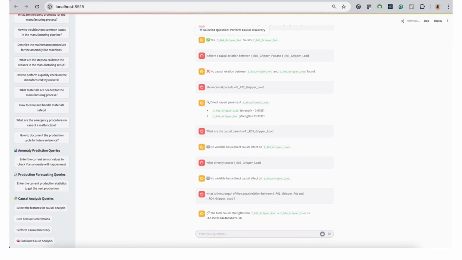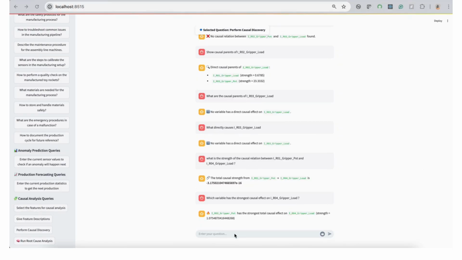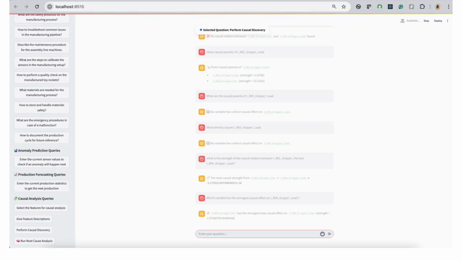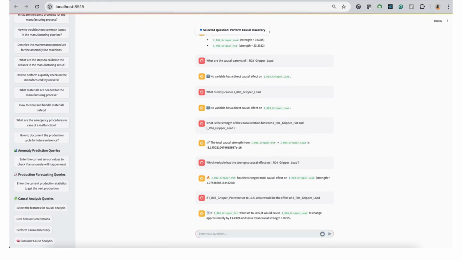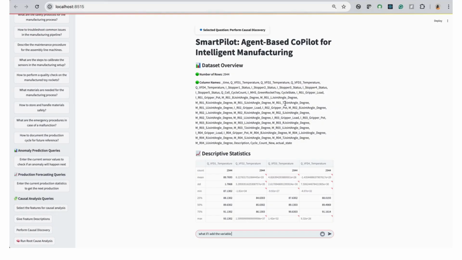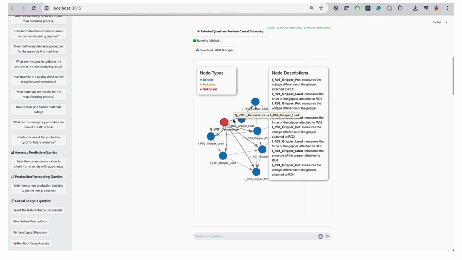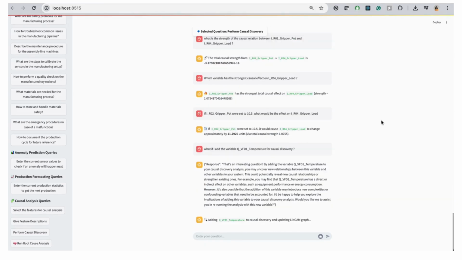It tells you. From quantifying causal strength to running interventional queries like setting IR02 gripper pot to 10.5 and observing the impact on IR04 gripper load, the causal agent supports deep analysis. You can even edit the causal graph on the fly, adding features like IR01 gripper load and watch how the structure updates.